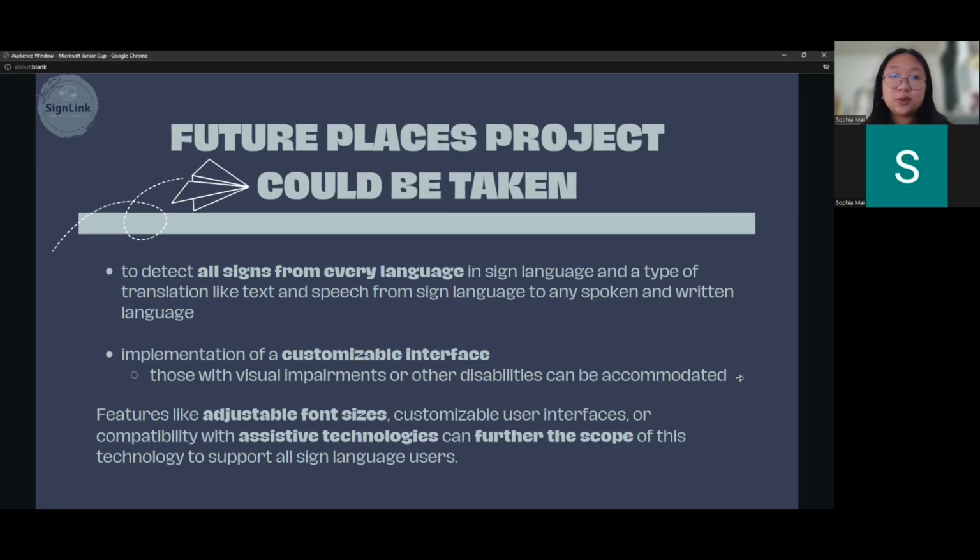Translation services that cover both spoken and written languages can expand the reach of translation services beyond sign language, enabling translation between any sign language group and any spoken or written language, such as French Sign Language to Vietnamese. Additionally, through the implementation of a customizable interface, those with visual impairments or other disabilities can be accommodated. Features like adjustable font sizes, customizable user interfaces, or compatibility with assistive technologies can further the scope of this technology to support all sign language users. The model also has potential to facilitate communication in other settings, such as medical appointments or public safety announcements, further improving the accessibility for the deaf and hard of hearing community.